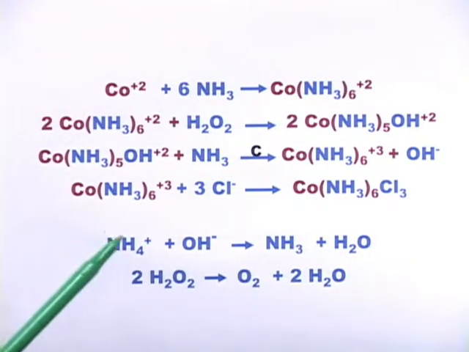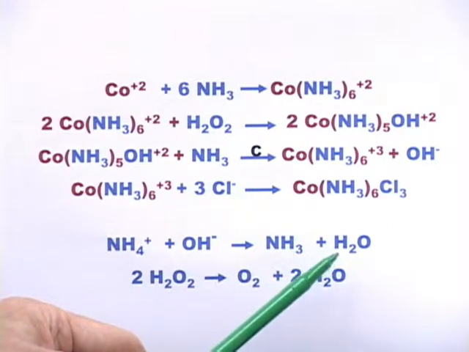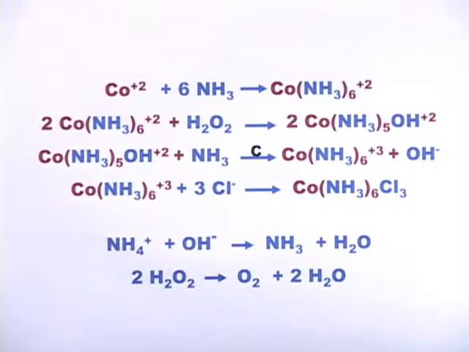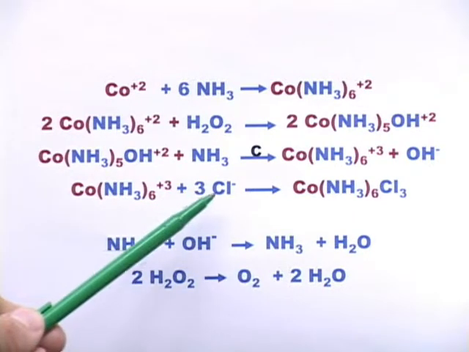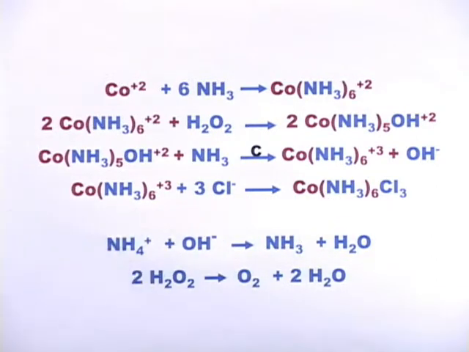In this process, the ammonium ion you added will act as a buffer to keep the pH from going too high. Finally, you'll precipitate the pure hexamine cobalt-3 chloride by adding an excess of chloride ion. This is an example of the common ion effect.